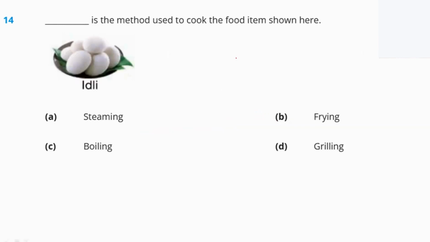Next, dash is the method used to cook the food items shown here. So this is what? This is idli. So idli, how is it cooked? It is done by steaming. Isn't it steaming? So option number A is our right answer.